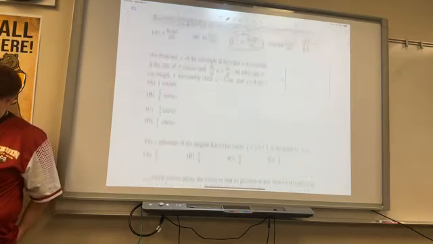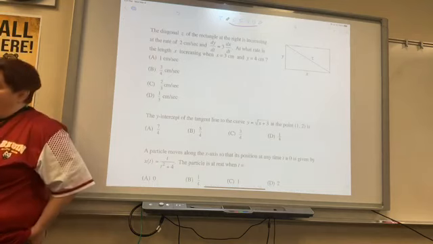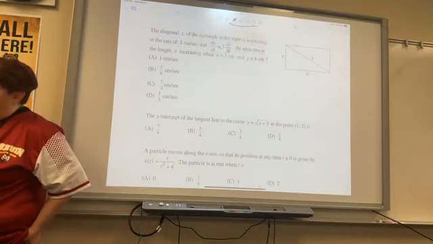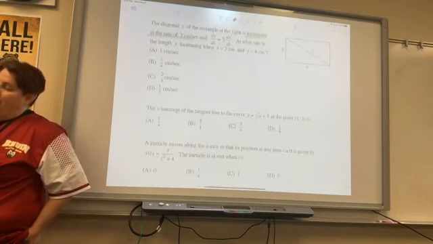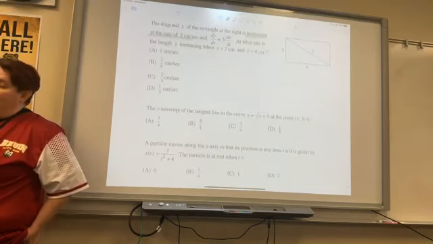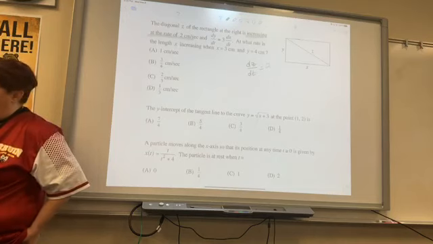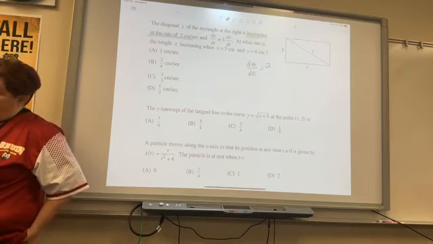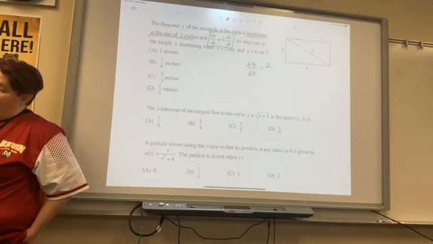The diagonal of the rectangle. Diagonal is increasing at a rate of... okay. If the answer's C, yeah. Okay, guys. z increasing at a rate of... So what variable is that? dz/dt, and it's a positive 2.